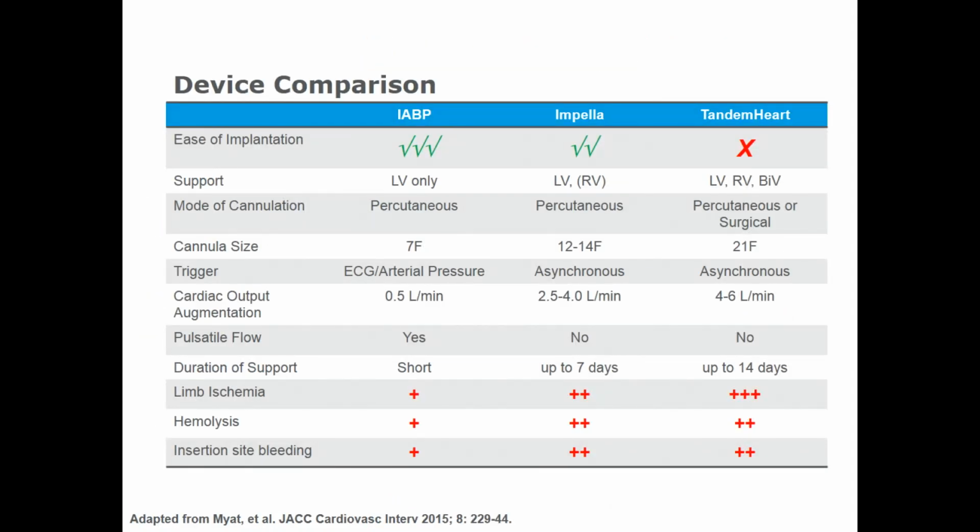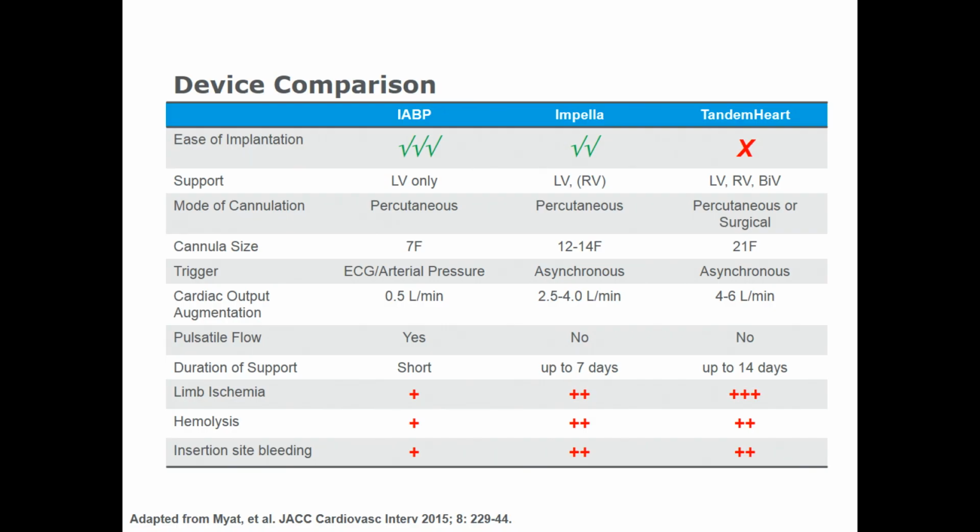So comparing these devices, the balloon pump, the Impella, which is the left ventricular to aorta microaxial flow pump, or the left atrial to femoral artery bypass system, we see that there is a variance in ease of implantation, with the balloon pump being by far the easiest, and the TandemHeart being the most difficult due to the need for expertise in transseptal puncture. The amount of support that can be provided varies depending on which device is chosen, with the TandemHeart being the one that is most easily configured for biventricular support.